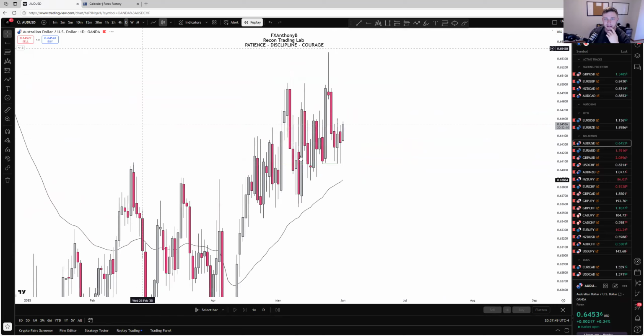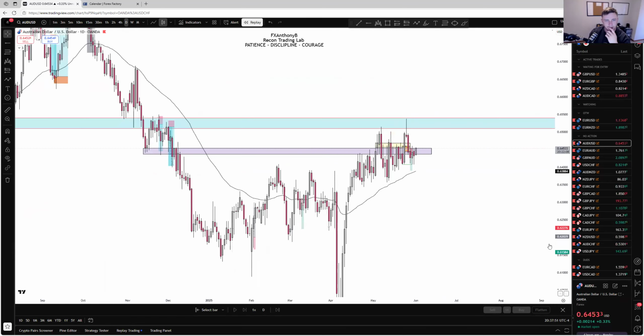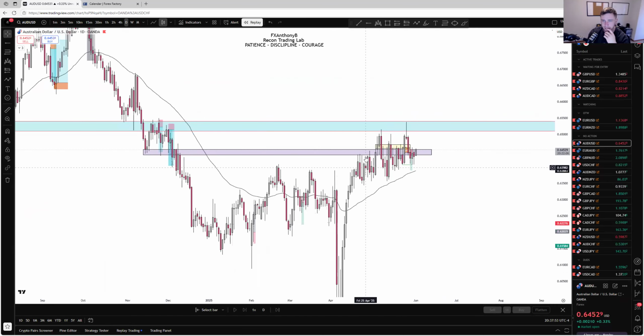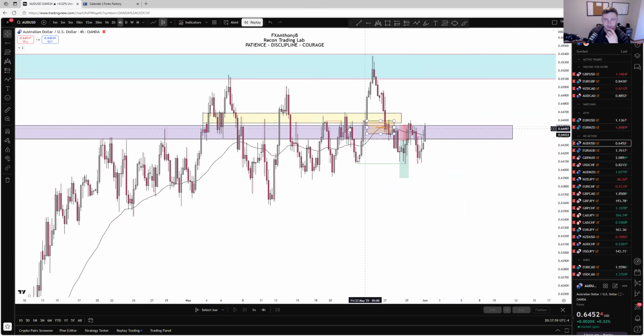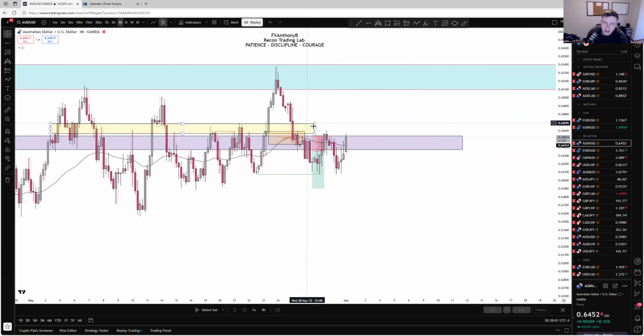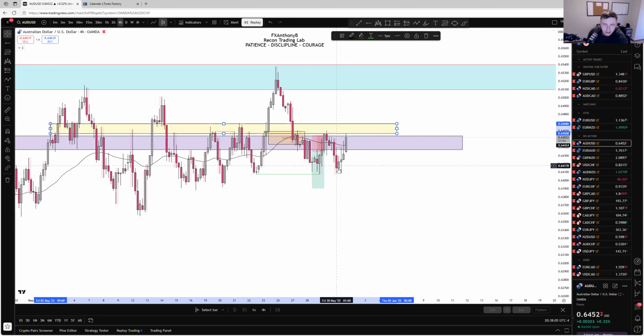Looks like this is a daily area of interest still. Let's confirm. 1, 2, 3, 4. Okay, this is a confirmed daily area of interest. 4 hour. This is a confirmed 4 hour area of interest. That's been broken and retested. It's retesting it once again.